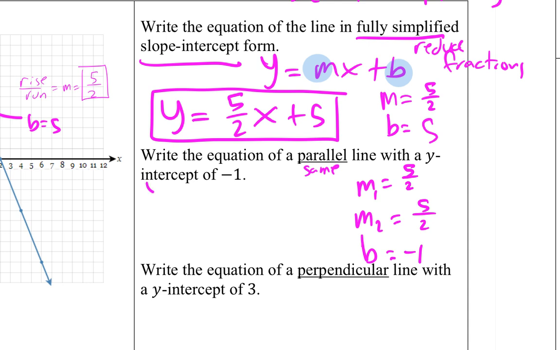We're going to say if it's y equals mx plus b, right? We're going to say y equals 5 halves x minus 1 now.